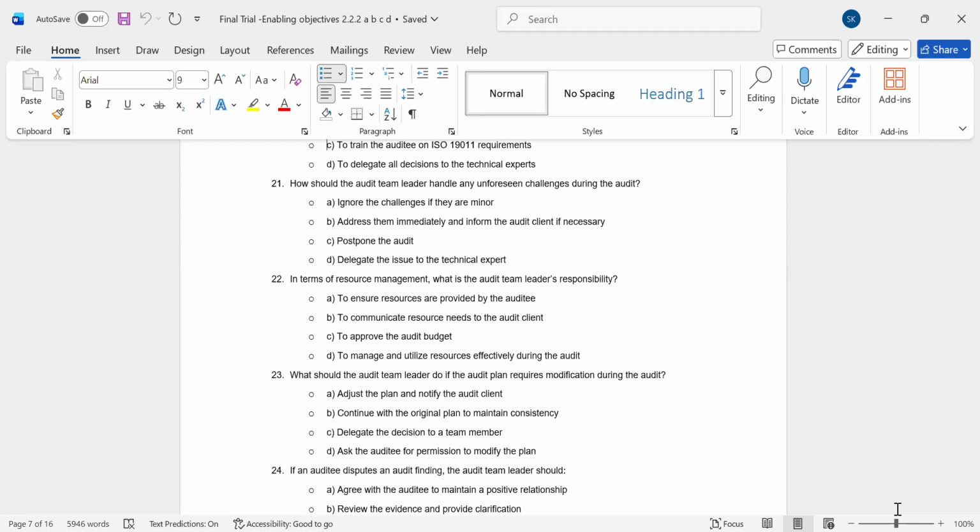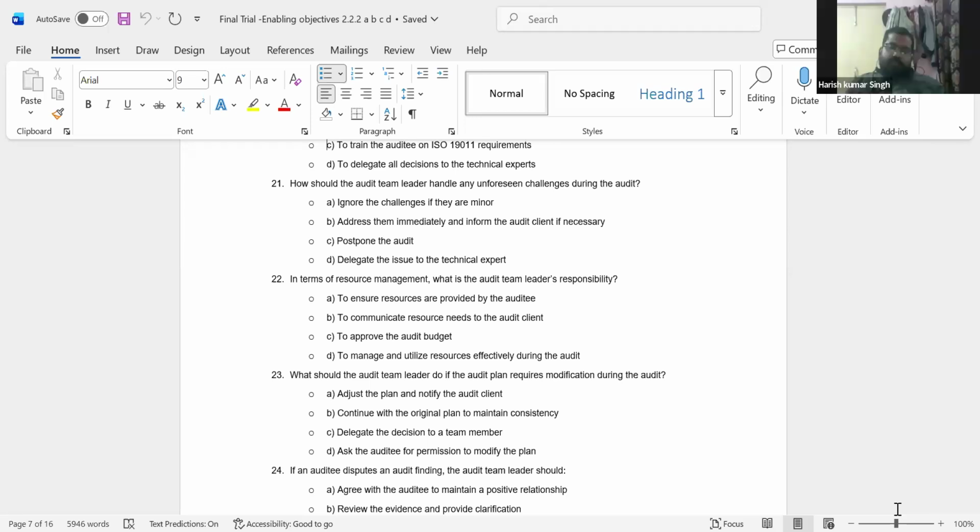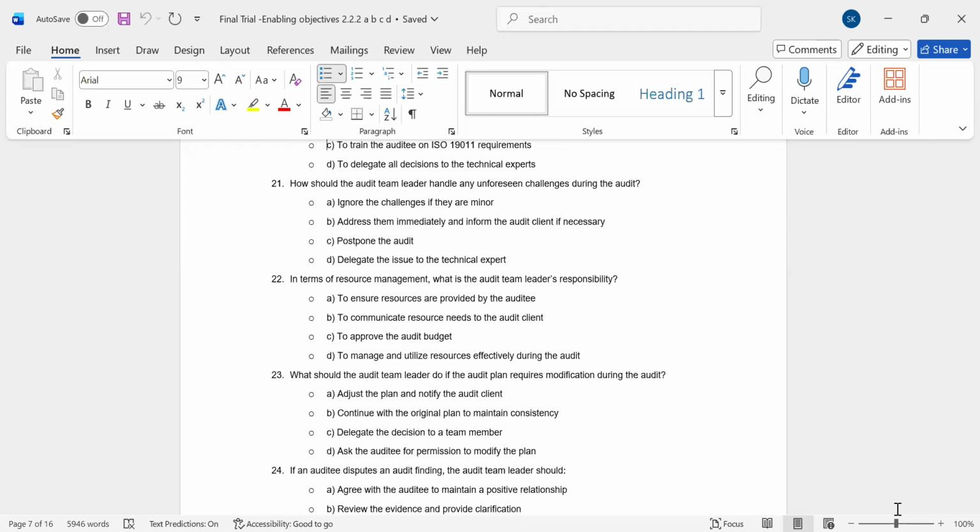Okay. A, sir. Adjust the plan and notify the audit client. B, sir. Ask the auditee for permission to modify the plan. I think A, adjust the plan and notify the audit client. A is the best fit answer. Who said D? I said Shashikant.